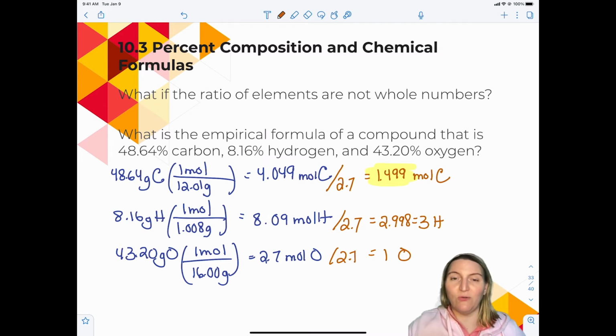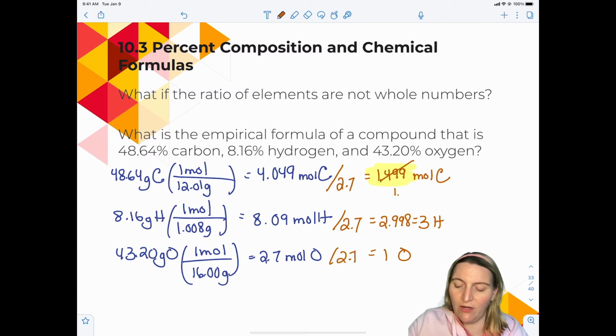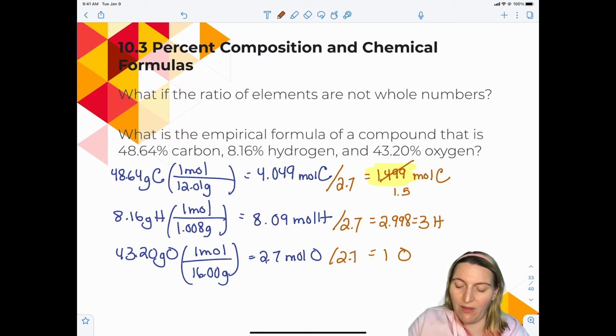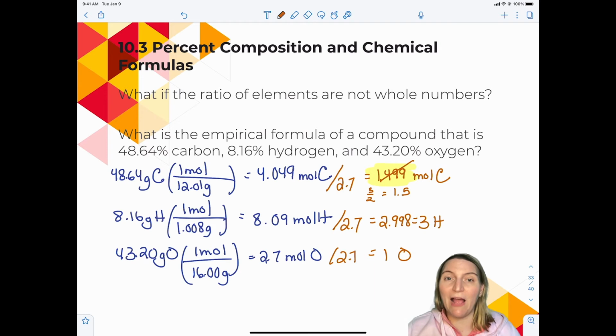Think of this as 1.5. Another way to think of that might even be 3/2. Can I multiply? I want to keep these in this ratio, but I want to get whole numbers because these need to stand for atoms. There's no such thing as 1.5 atoms of carbon, just like there is 1.5 moles of carbon, but there's not 1.5 atoms of carbon. So what am I going to do here?